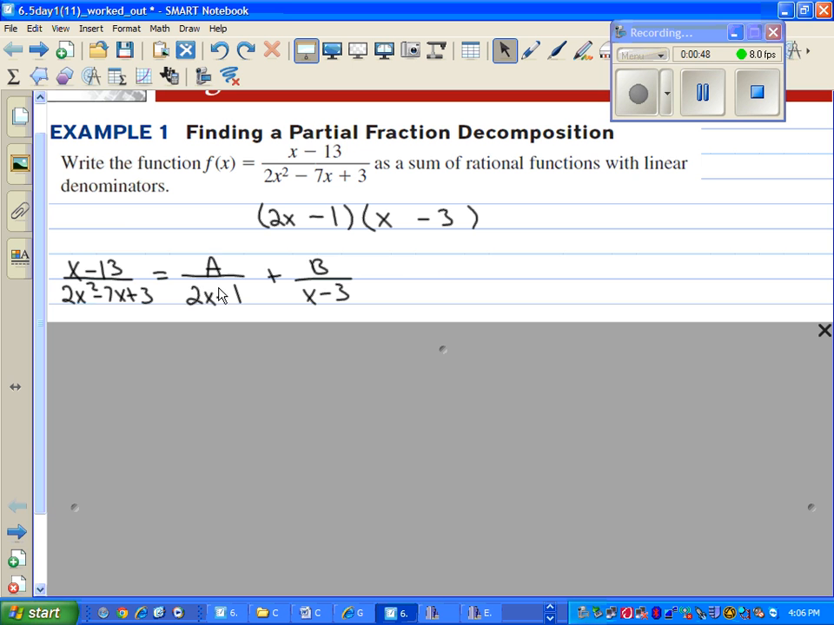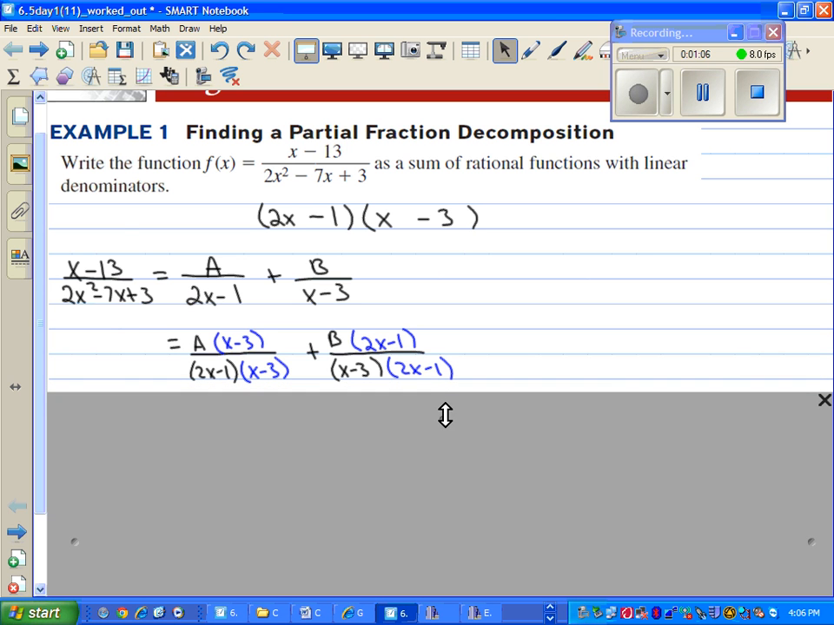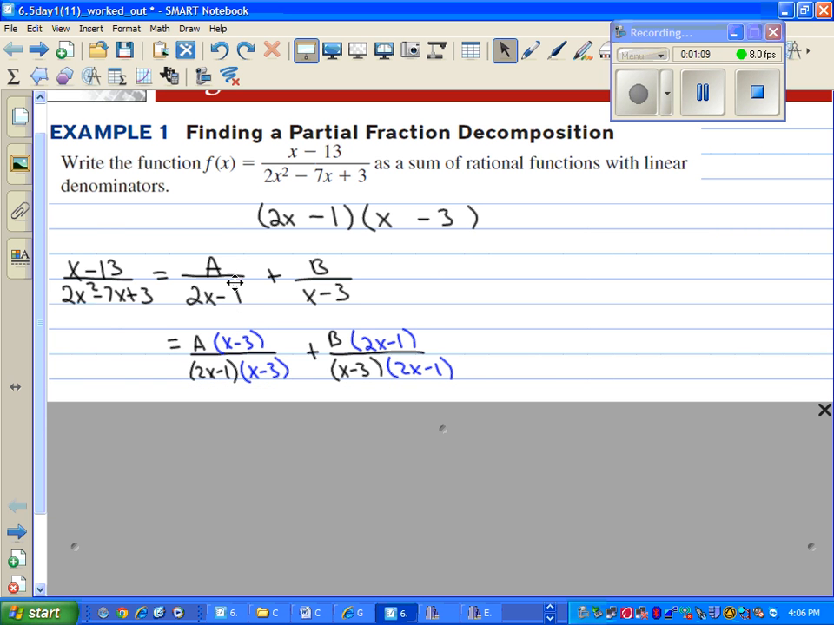So we set A over the first factor plus B over the second factor, and this will always be A and B. This statement is not necessarily true because we need a common denominator, and this denominator is much more complicated than these two. Well, we can get a common denominator by multiplying the first one by x minus 3 over x minus 3, and multiplying the second fraction by 2x minus 1 over 2x minus 1. Now all three of the fractions will have common denominators.